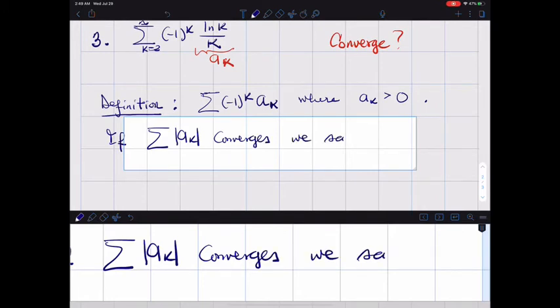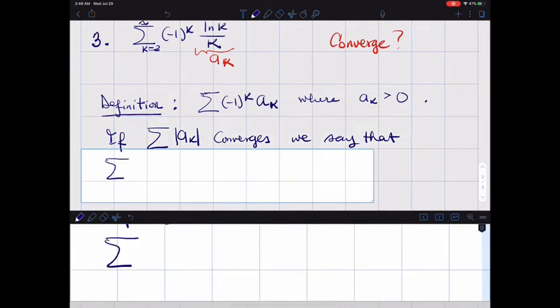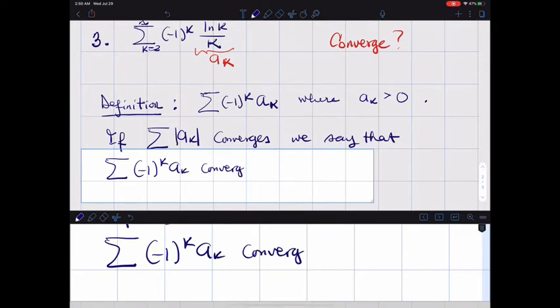we say that our original alternating series converges absolutely.